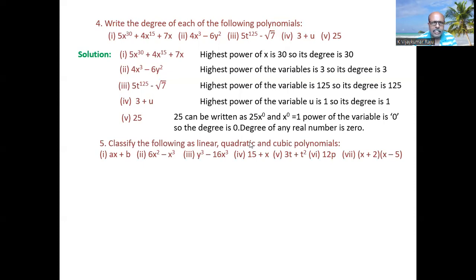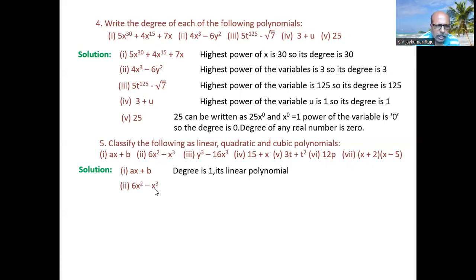Classify the following as linear, quadratic and cubic. Linear polynomial means if the degree is 1, it's a linear polynomial. If degree is 2, it's a quadratic. And degree 3 is a cubic polynomial. So let's solve it. Here, the power of the variable x is 1. Therefore, the degree is 1. So it's a linear polynomial.